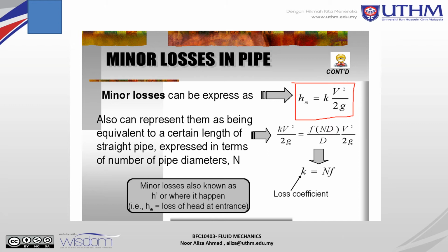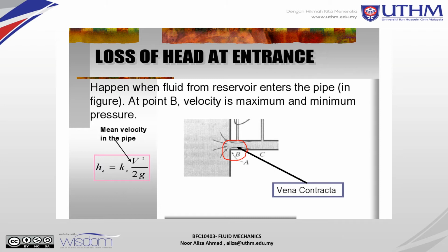HE is the loss of head at entrance. This happens when fluid from a reservoir enters the pipe, in the figure at point B here. At point B, velocity is maximum and pressure is minimum. This is called the vena contracta. So we use the HE, the head loss at entrance, using KE times V squared over 2g.